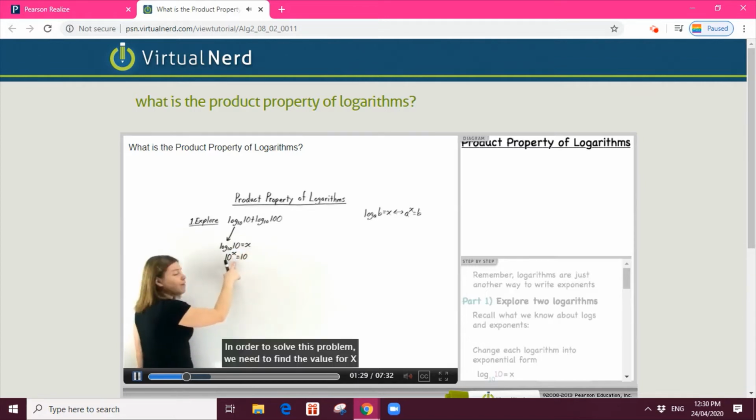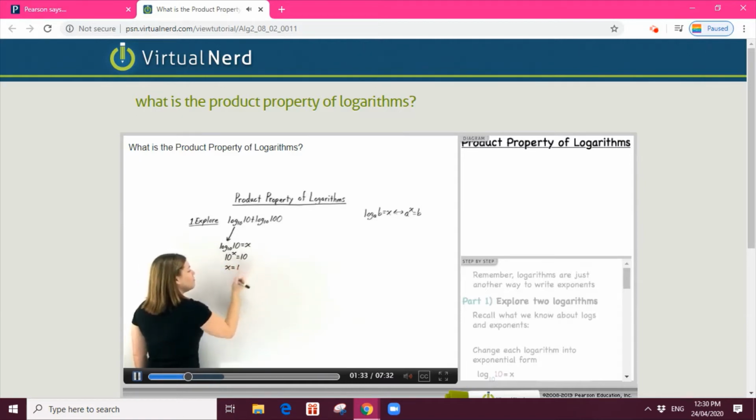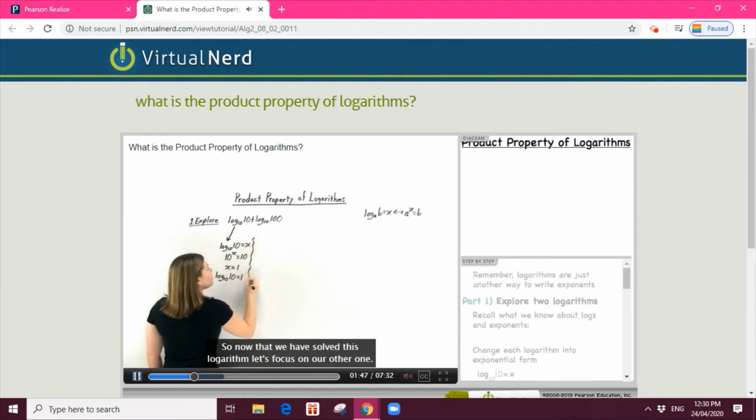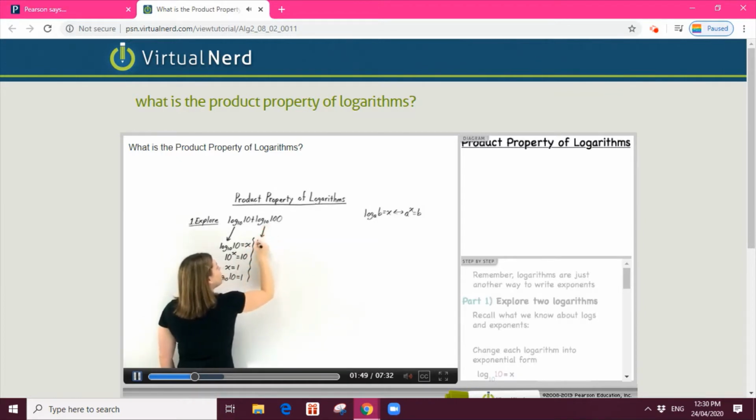In order to solve this problem, we need to find the value for x that makes this statement true. Turns out that value is 1. So that means that log base 10 of 10 is equal to 1, because remember, that's what x is equal to, our original log. So now that we've solved this logarithm, let's focus on our other one.